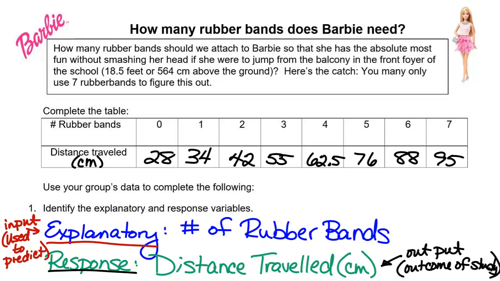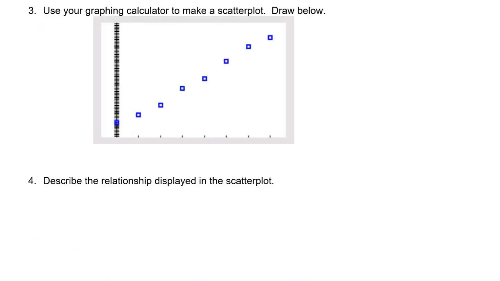We're asked in the last question on this side, number 4, to describe the relationship that's displayed in the scatter plot. So I'm going to pull my screen back up. This is working real slow today. Come on. There we go. Do you guys remember how we had an acronym to remember how to describe a distribution? Does anybody remember what that acronym was? SOCS: shape, outliers, center, spread, or variability.